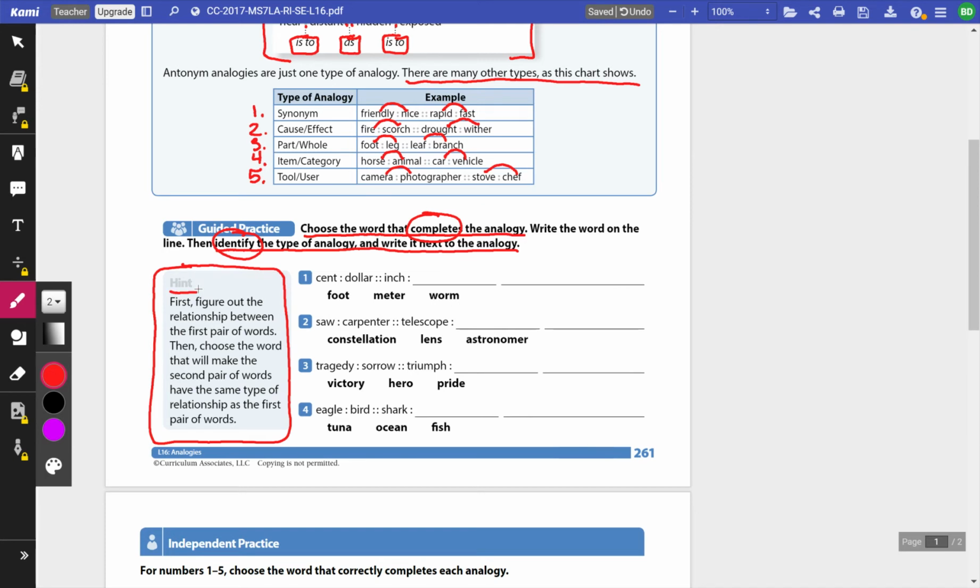So the hint says, first figure out the relationship between the first pair of words, and then choose the word that will make the second pair of words have the same type of relationship as the first pair of words. So remember, your second pair of words has to have the same relationship as the first pair of words. So you would be best to figure out the relationship between the first set of words before you try to fill in the blank to complete the analogy.